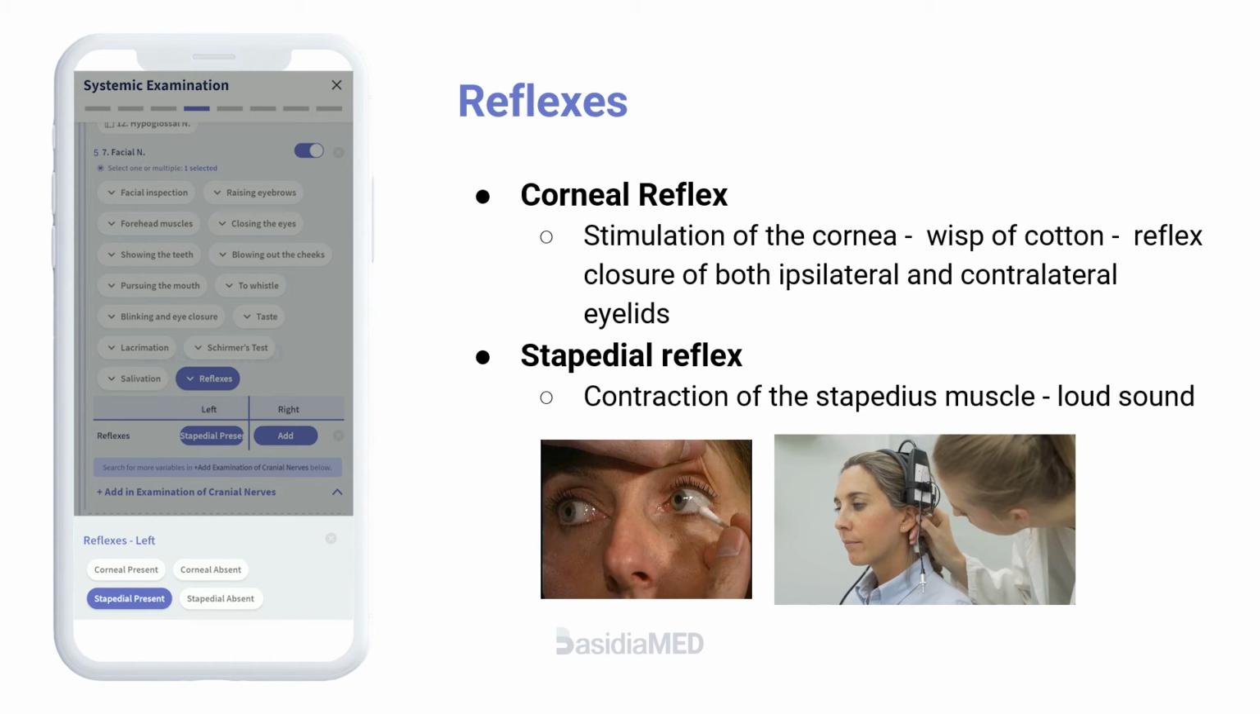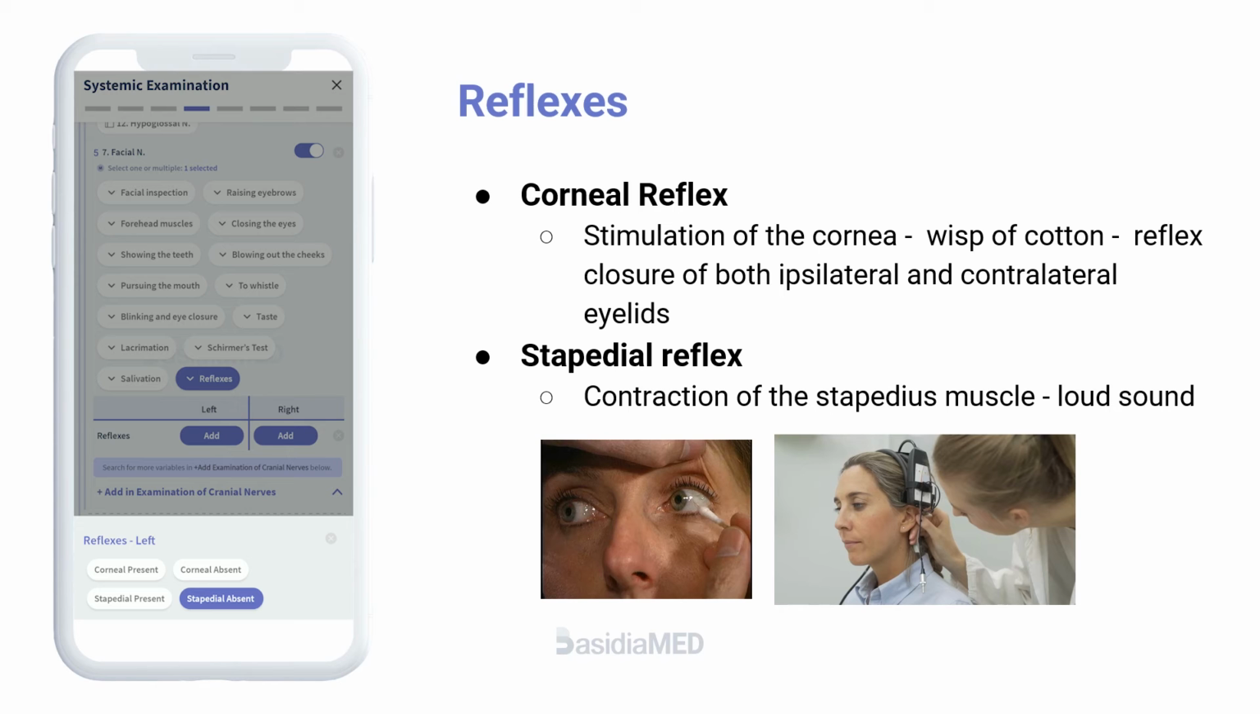Stapedial reflex. The stapedial, or acoustic reflex, is the contraction of the stapedius muscle, elicited by the presentation of an acoustically loud sound. Absence of reflex, or reflex less than half the amplitude, suggests a lesion proximal to the nerve to stapedius.